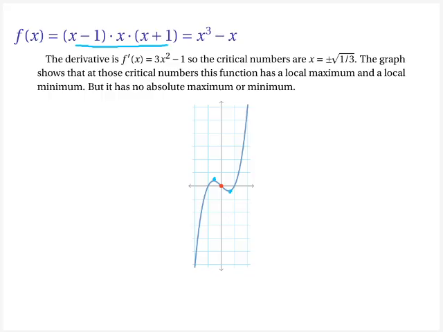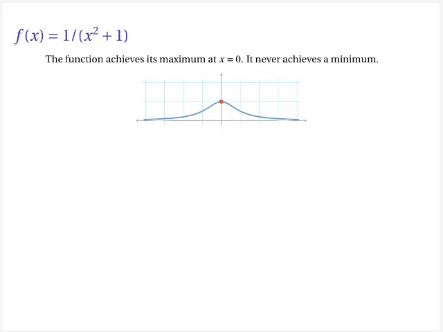Okay, so it has a local max. You can see it at negative square root of a third. It has a local min at positive square root of a third, but it has no absolute max and no absolute min. So just because you've got at least one local max does not mean you have an absolute max. This function just keeps going up and up and up and never attains its absolute maximum.